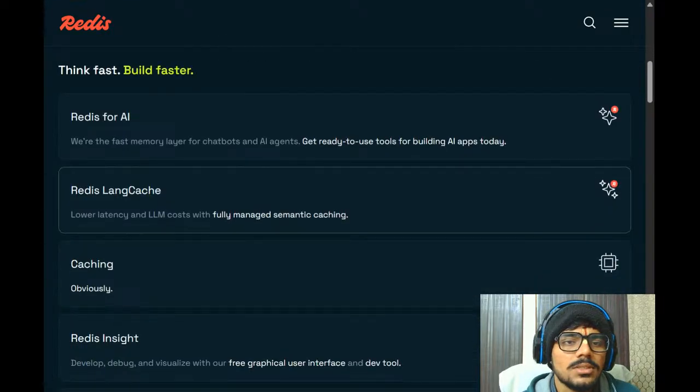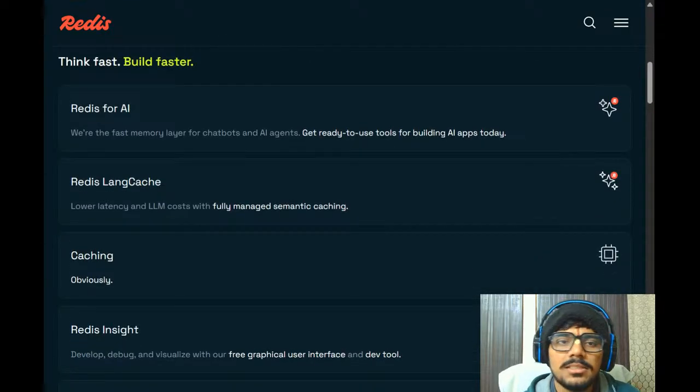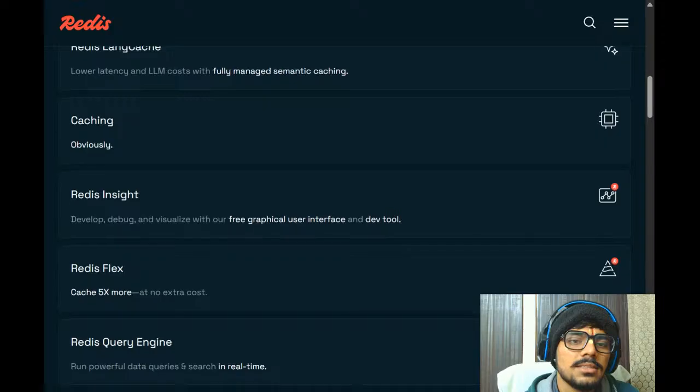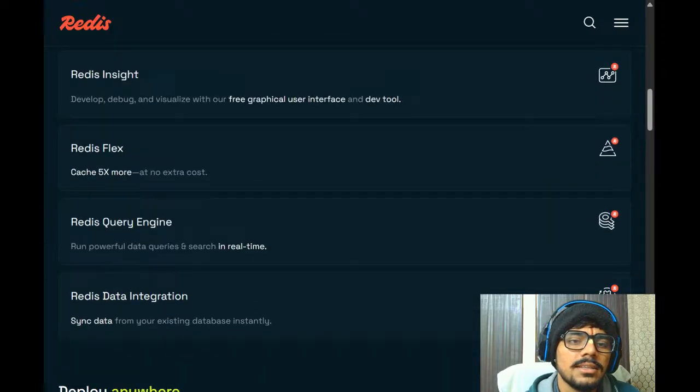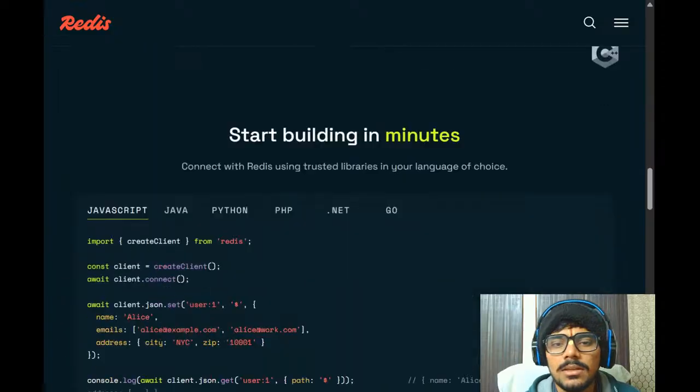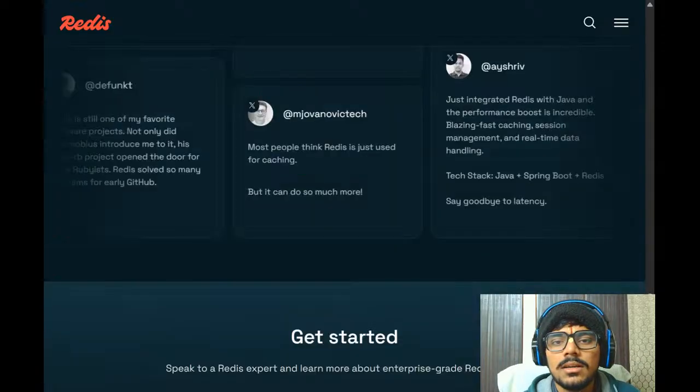So these are some of the recent updates that have been pushed on the project. That is Redis for AI, that is for LangCache, caching, obviously Redis Insight, Flex, the query engine, and Redis data ingestion as well. So here they are.